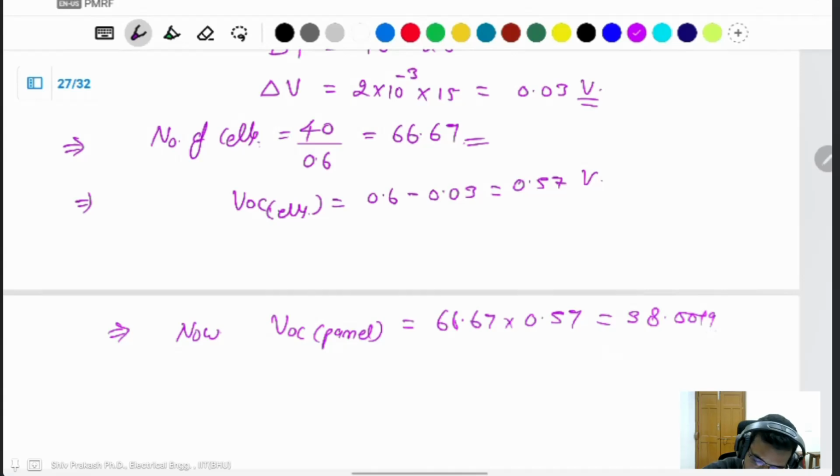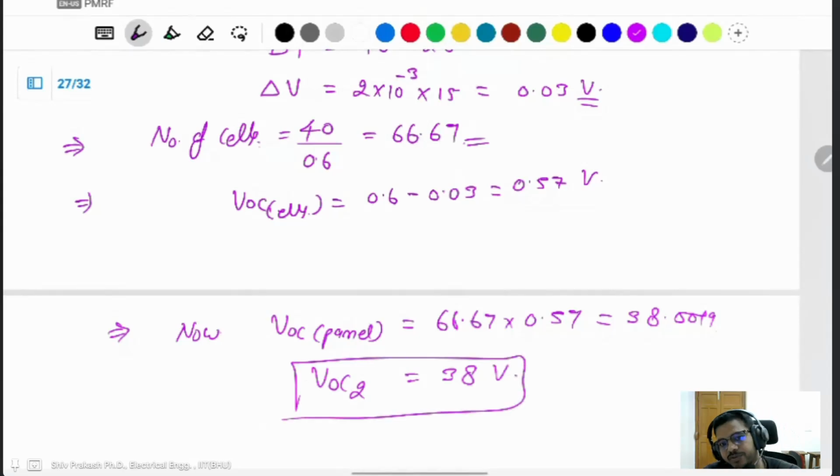It will be 80 volt. VOC2, you can say this will be 38 volt.